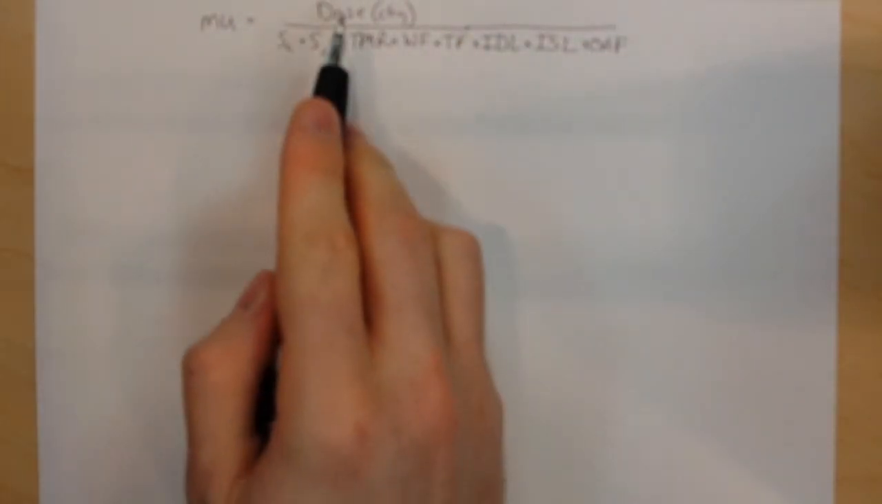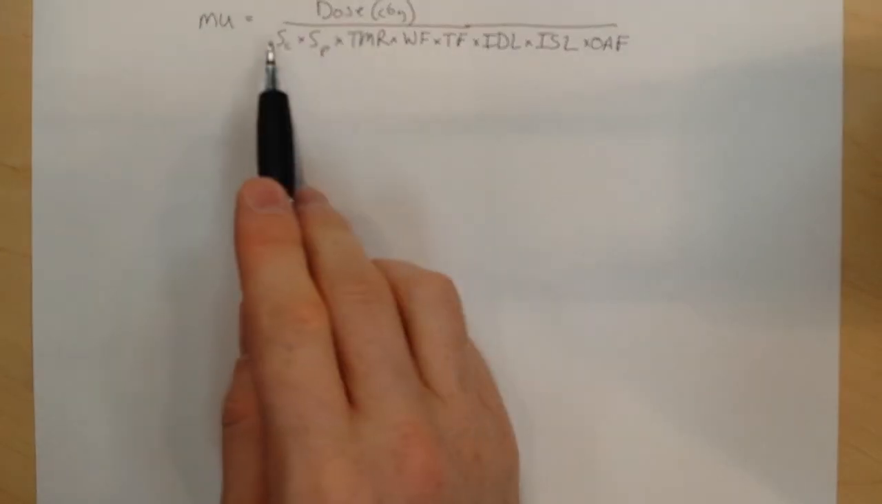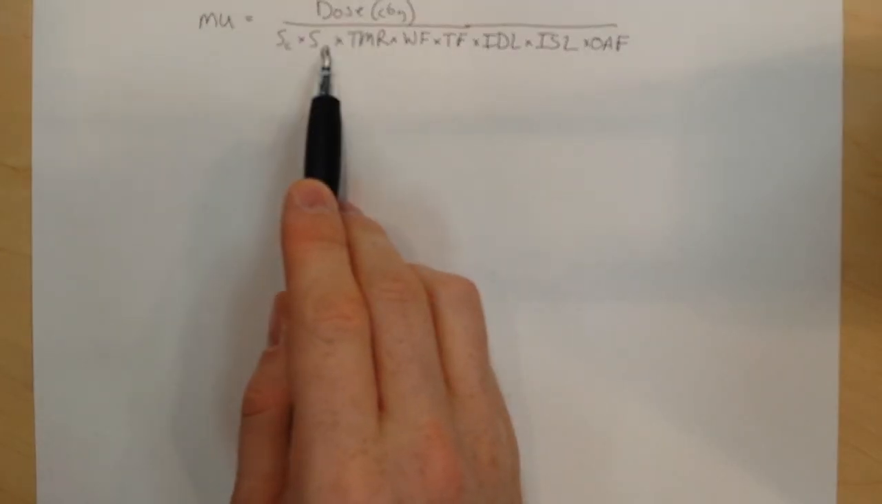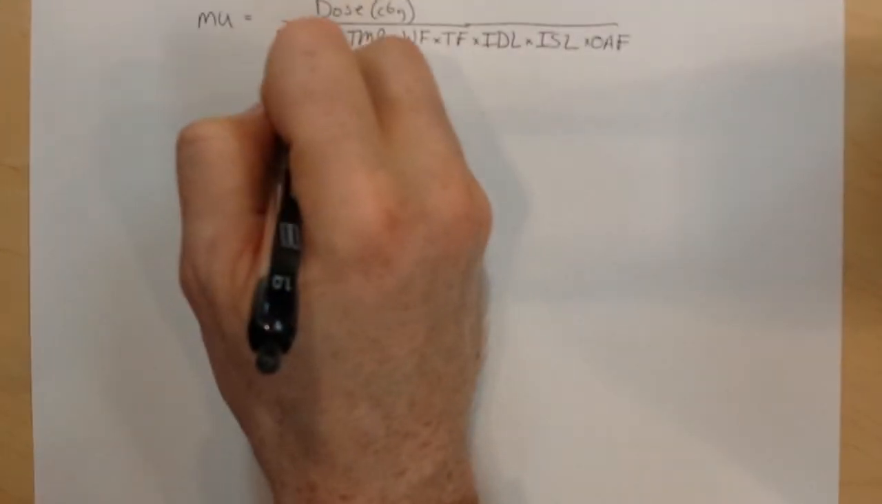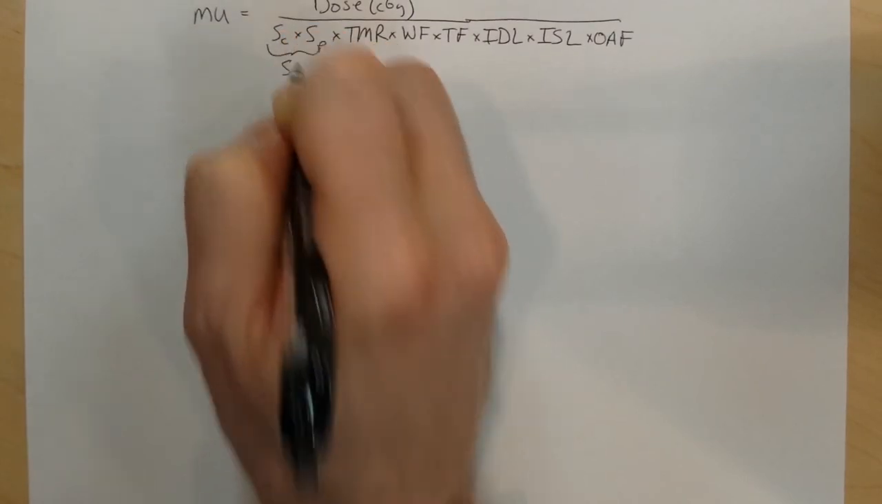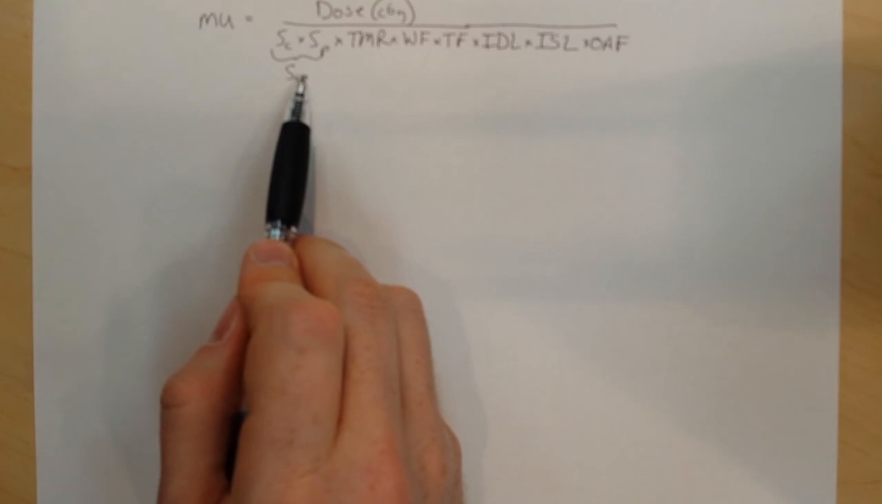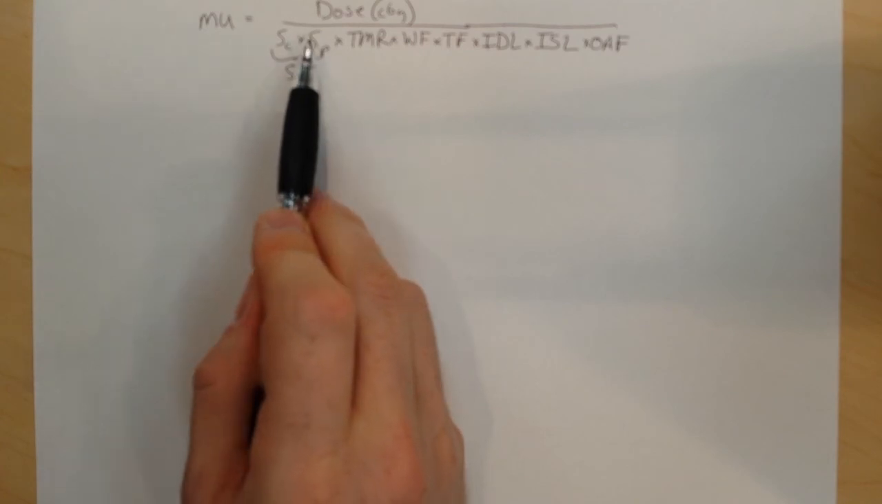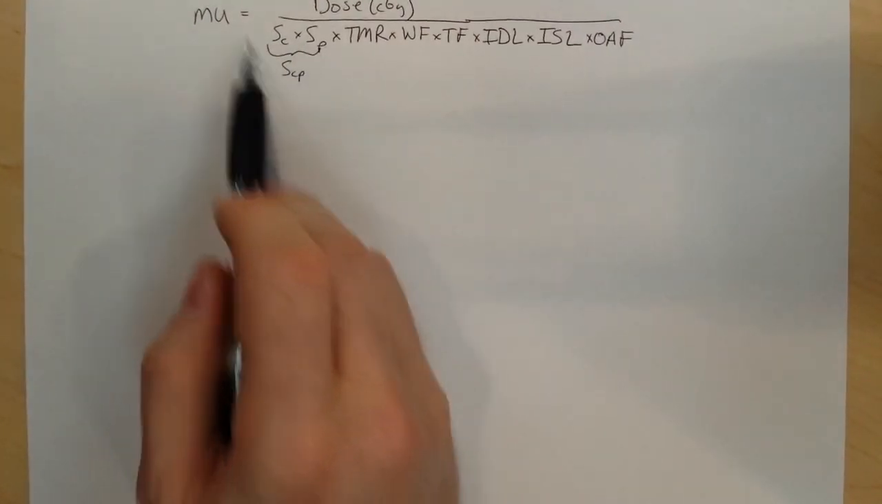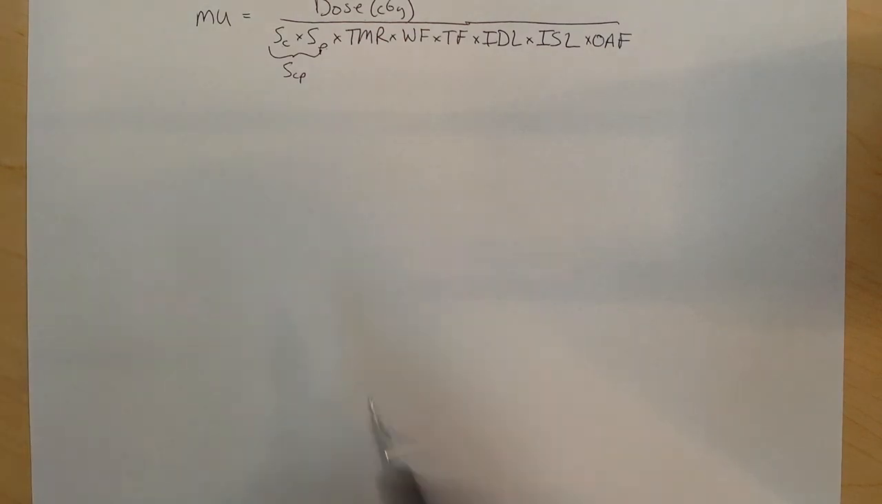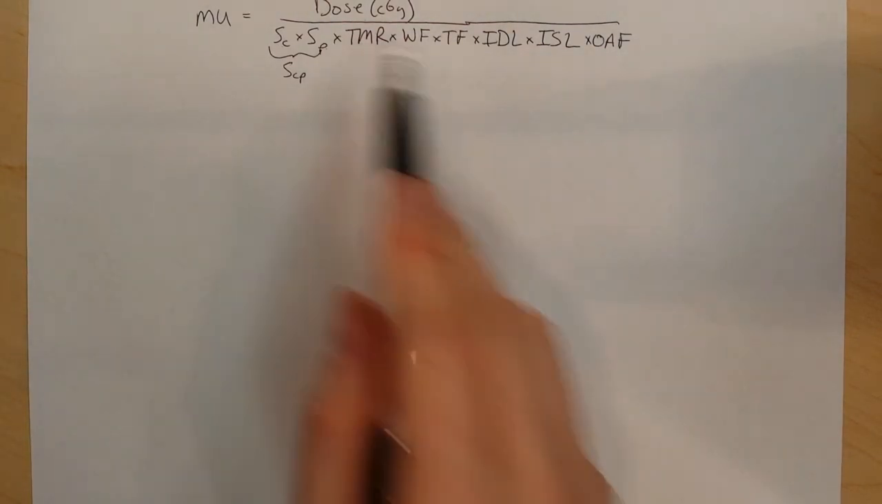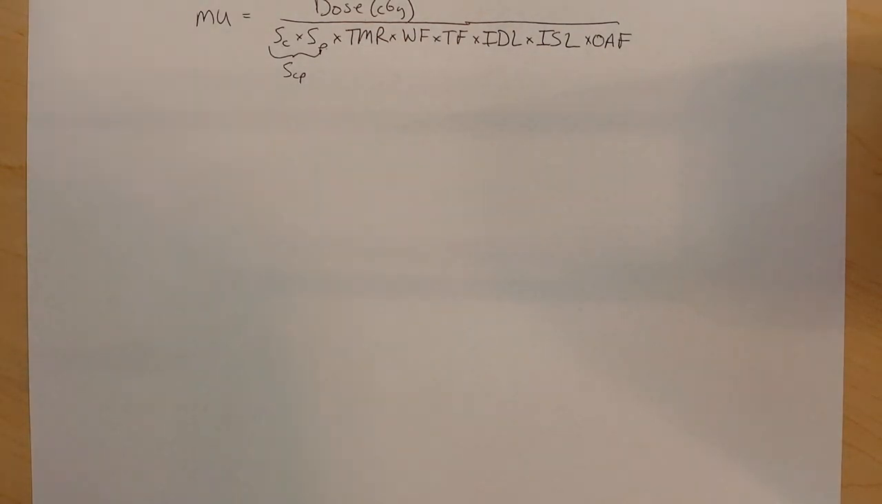Okay, across the top we have dose in centigray. S sub C and S sub P are your output factors, so these combined make S sub CP, which is your total output factor. As far as the units go, this is in centigray per MU. So if you have centigray per MU, the centigrays drop out, the monitor units go to the top, and that's how we get MU. So the monitor units work out. Everything else is a relative factor. Okay, they're unitless.